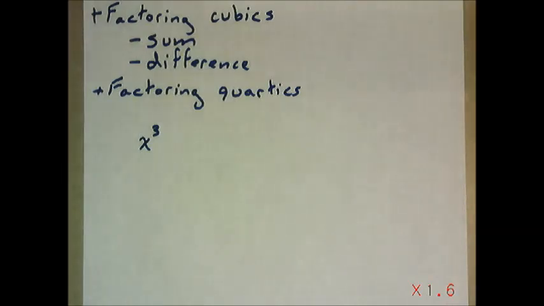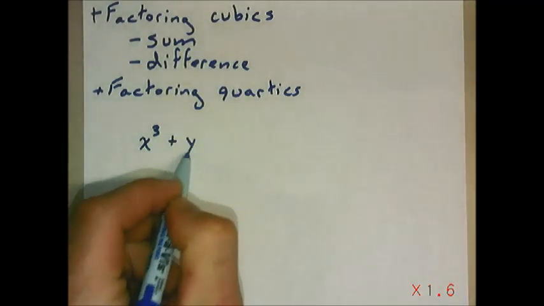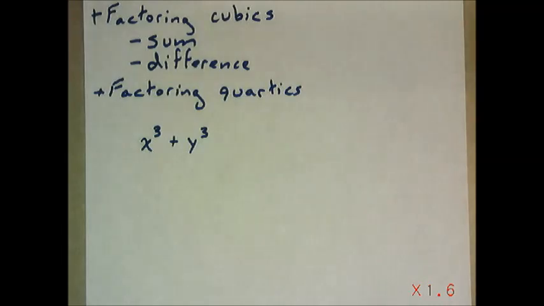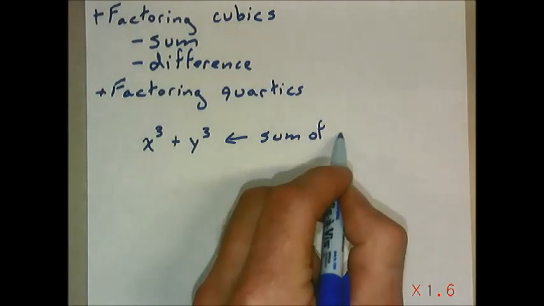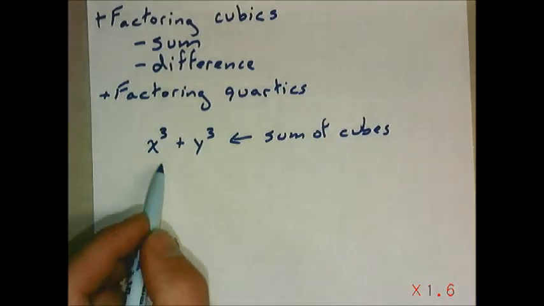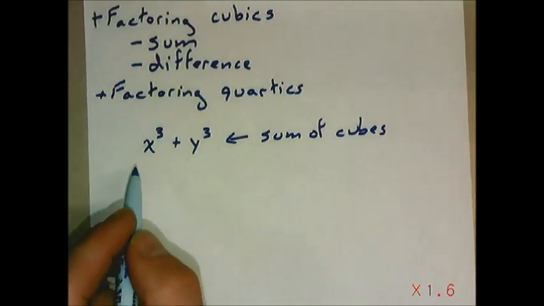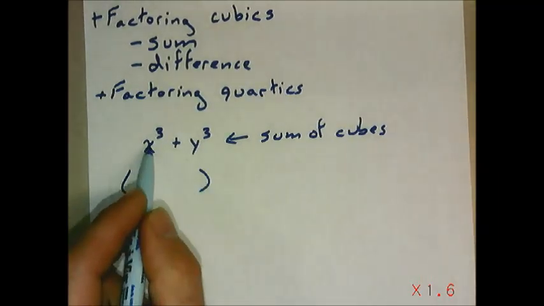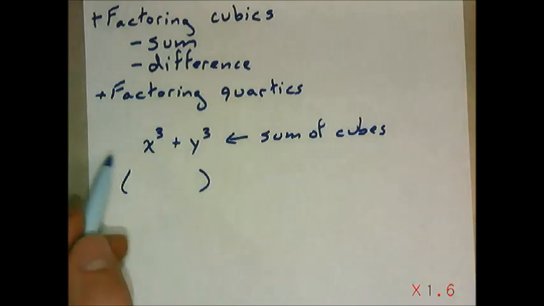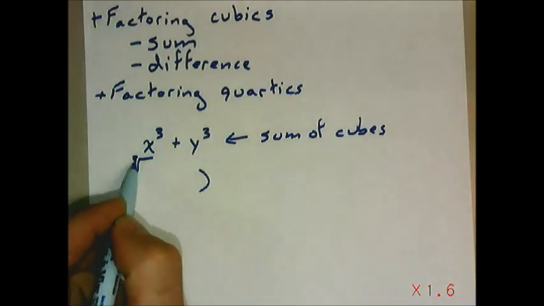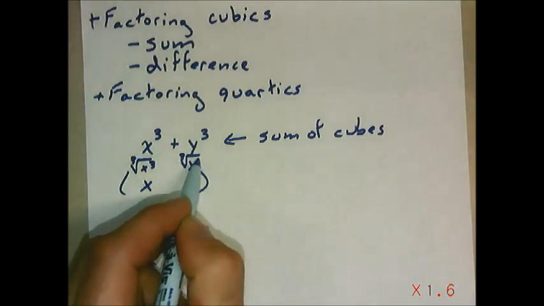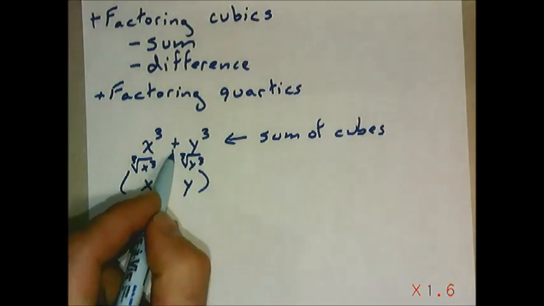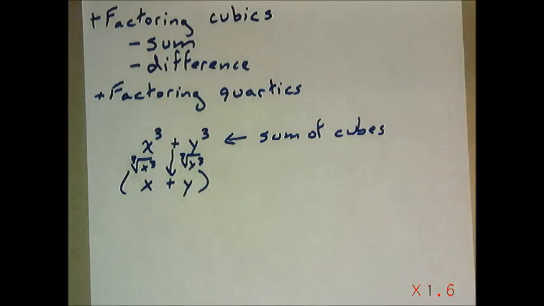So if we have x to the third, and let's say we add to it another term that is to the third power as well, or a cubic, here we have the sum of perfect cubes. What we can do is factor this, and the way we're going to factor this is by taking the cube root of each of these terms. So we're going to take the cube root of x to the third, which is x, and the cube root of y to the third, which is y. And we're going to bring down that same sign.